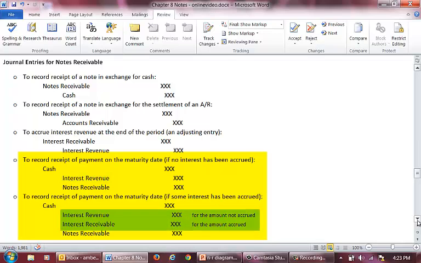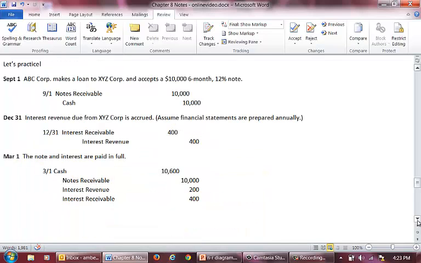If we have accrued some interest revenue, meaning that the note matured after the period end, then we would credit interest revenue for the interest earned in the current period and we would credit interest receivable for the interest accrued in the prior periods to remove the receivable from the books. Let's look at an example.